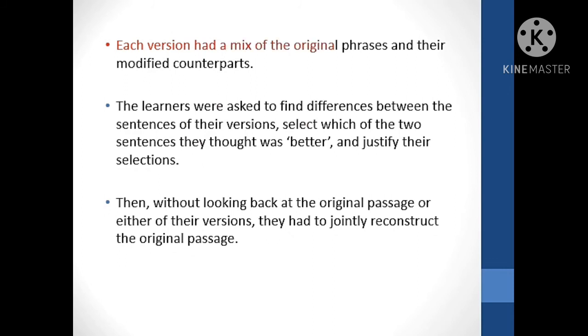Each version had a mix of the original phrases and their modified counterparts. The learners were asked to find differences between the sentences of their versions, select which of the two sentences they thought was better, and justify their selections. Then, without looking back at the original passage or either of their versions, they had to jointly reconstruct the original passage.